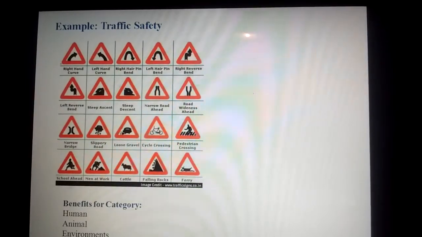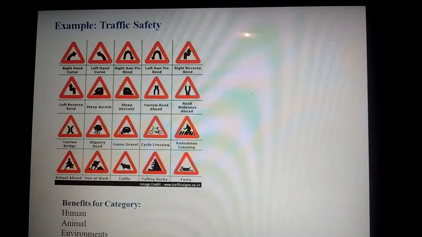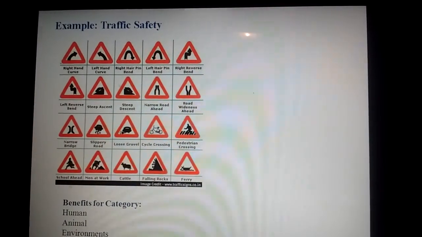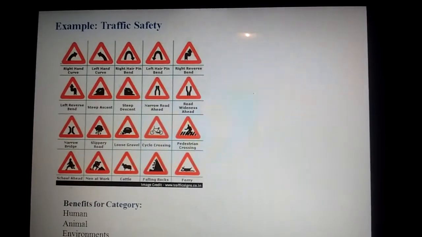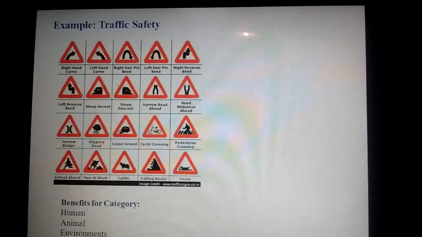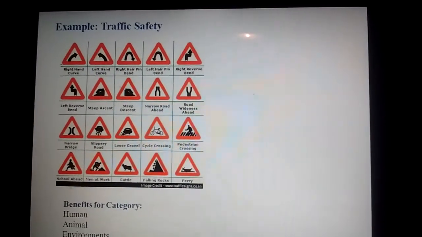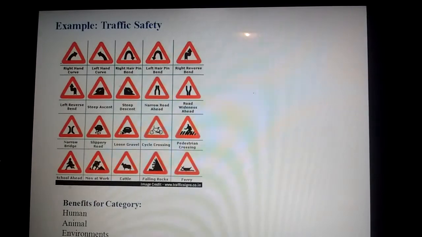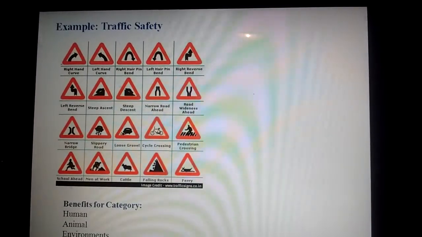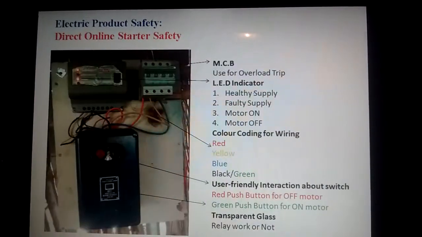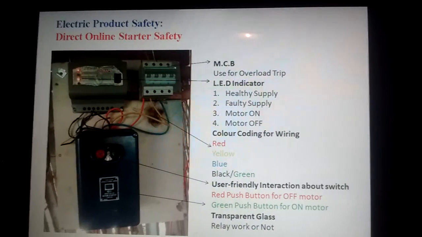Then another example is present in the RTO, the road transport offices, and they have designed some safety rules for humans as well as for animals and for the environment, and we follow all these rules and regulations, all these symbolic representations for our safety.